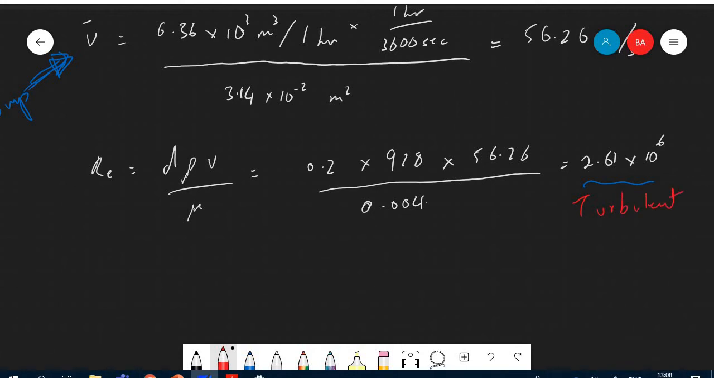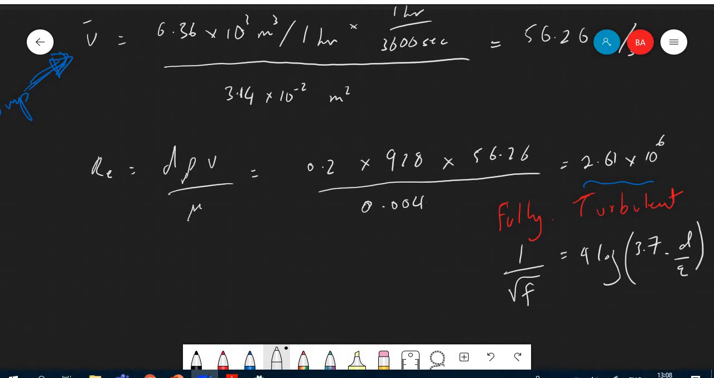And here, because the flow is fully turbulent, I'm going to use the equation, a simpler equation that is already given to us, which is 1 over square root of f is equal to 4 log of 3.7 to the power d over e. Okay, so that is the equation.